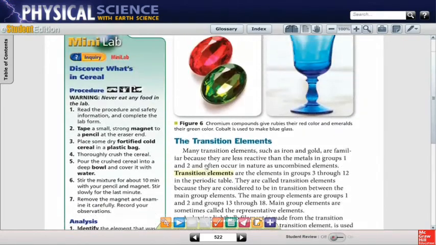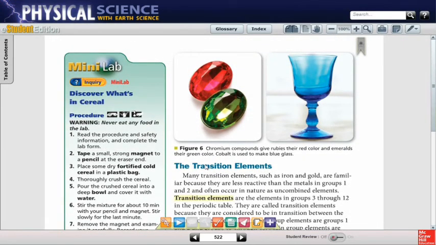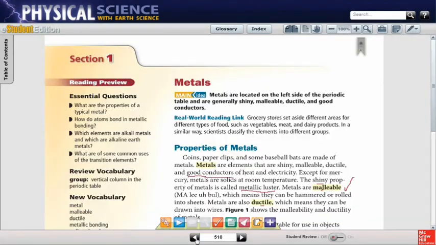Okay, we're going to pause here before we go into the transition elements. Now, you had some questions to answer in the beginning. I'm going to go back to that page because I want you to take a look now and see if we've answered any of these questions. What are the properties of typical metals? How do atoms bond in metallic bonding? Which elements are alkali metals and which are alkaline earth metals? And what are some of the common uses of the transition elements? We haven't quite gotten to this one yet. So see if you can answer those first three.